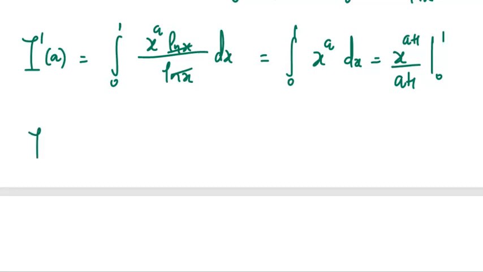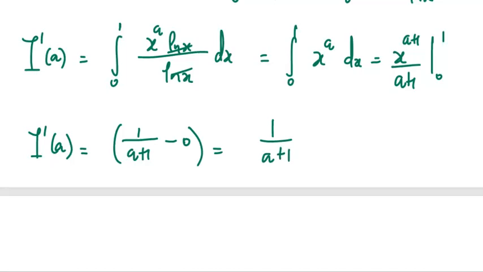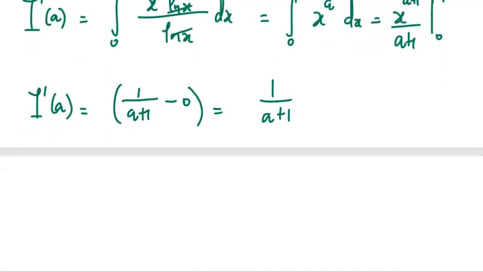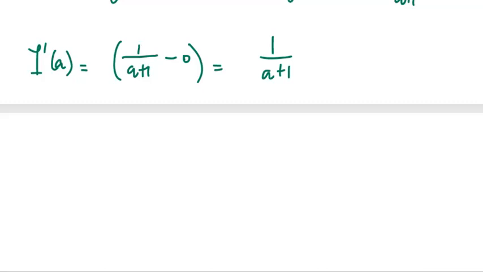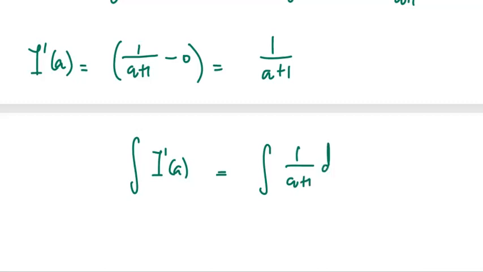Okay, so from here, I'(a) is equal to, now put the upper limit, so we get 1 raised to the power of a+1, which is 1, divided by a+1, minus, put the lower limit, that would be 0. So this is giving us 1 all over a+1. Now from here, we're going to integrate both sides with respect to a. So the integral of I'(a) is going to be equal to the integral of 1 all over a+1 da. Okay.